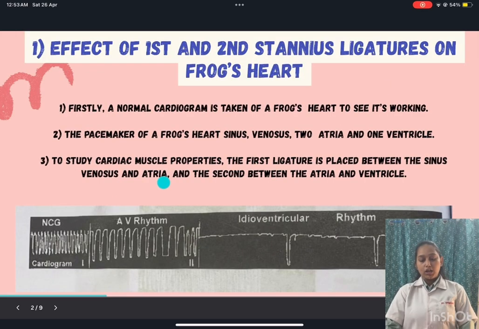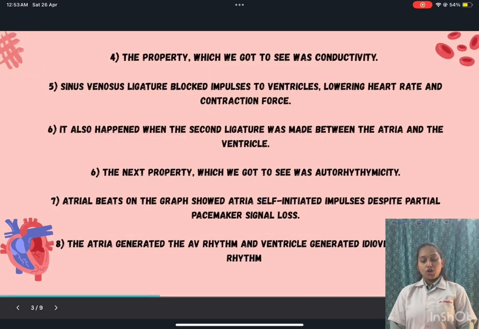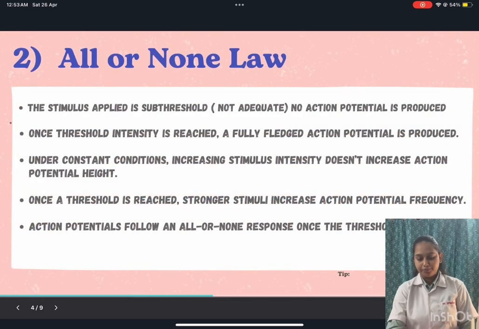The next property which we got to see was autorhythmicity. Atrial beats on the graph showed atrial self-initiated impulses despite partial pacemaker signal loss. The atria generated the AV rhythm and the ventricle generated the atrioventricular rhythm.